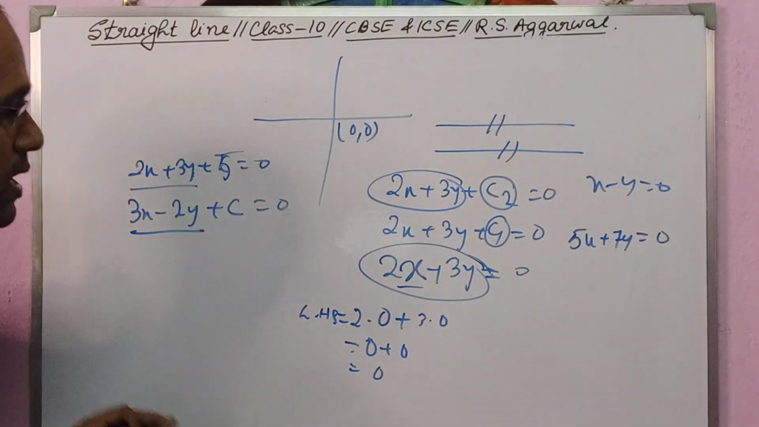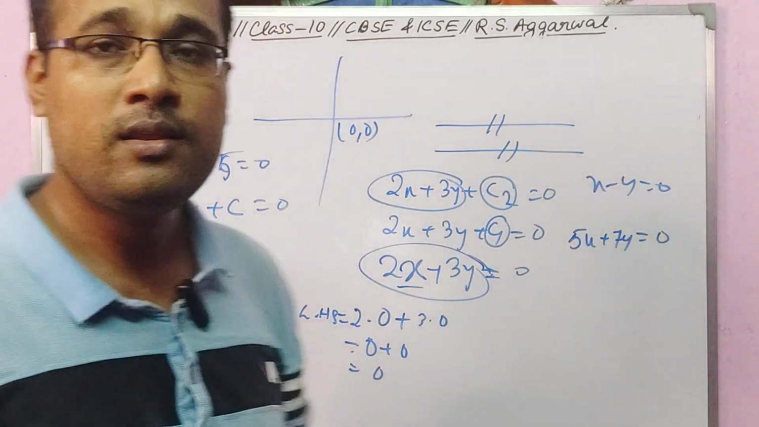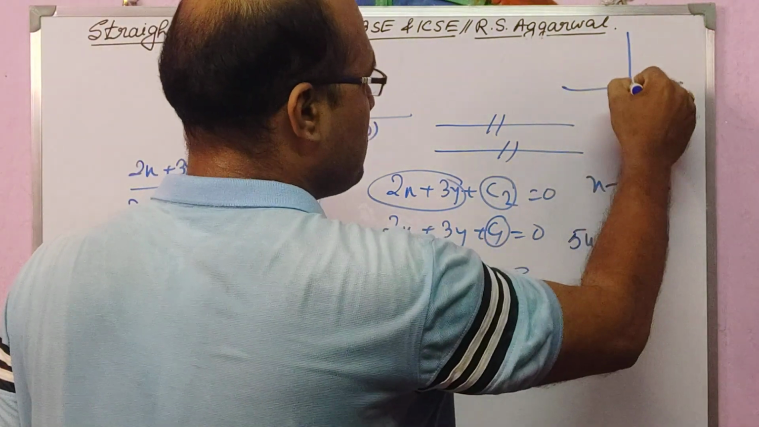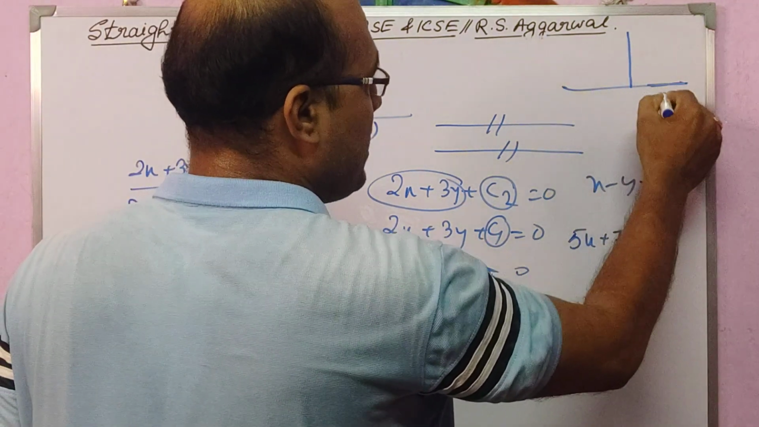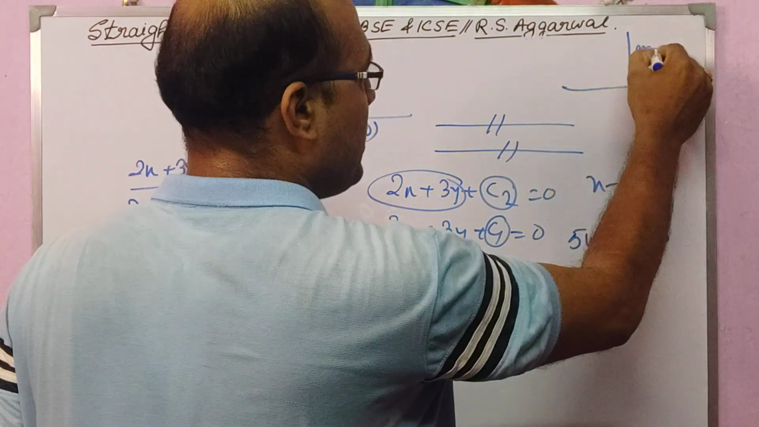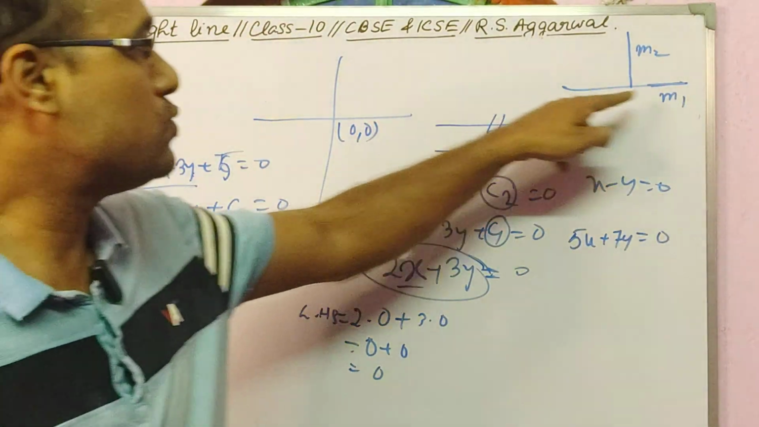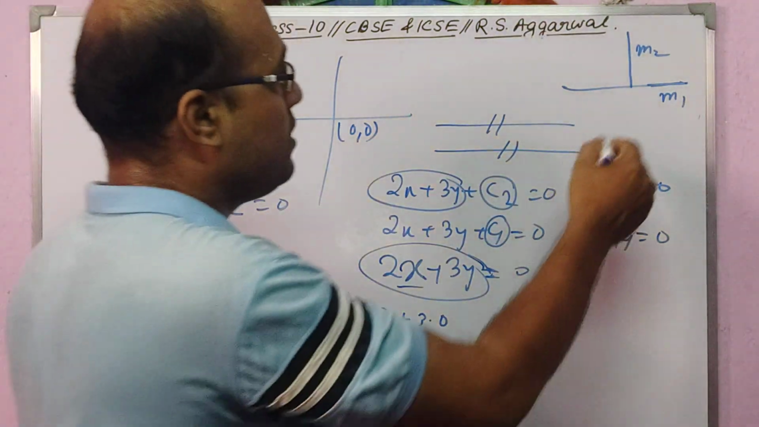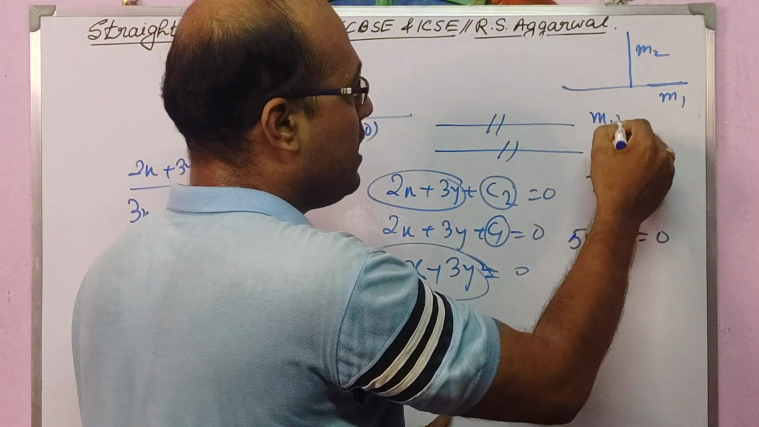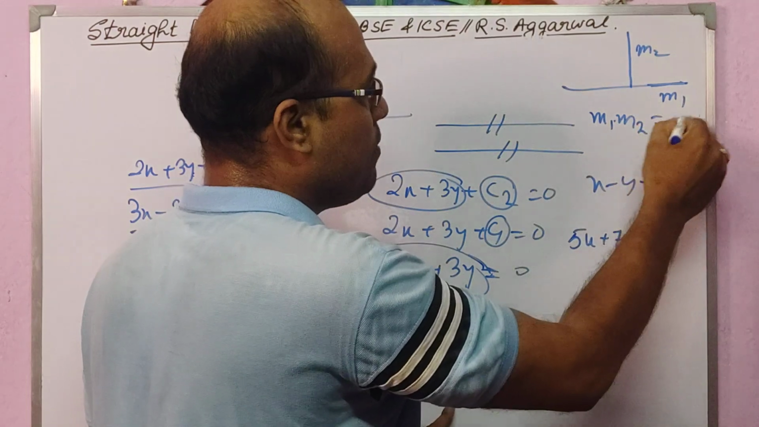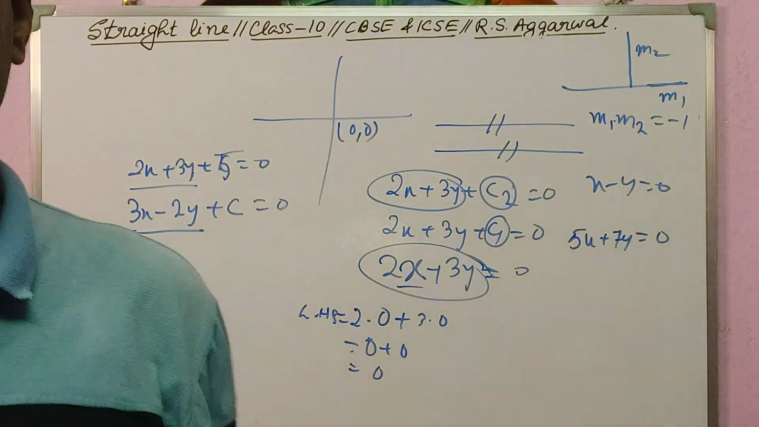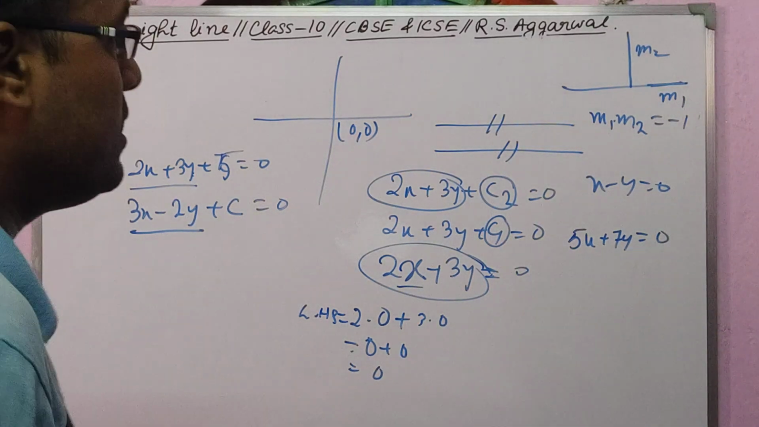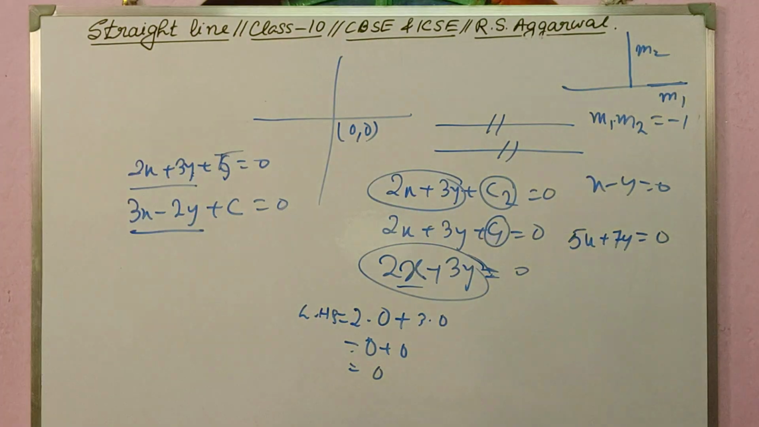Take two straight lines, like one this and another this. If one line's slope or gradient is m1 and the other line's slope or gradient is m2, then these lines will be perpendicular when m1 into m2 is minus 1. When the value of m1 into m2 is always minus 1, we say these lines are perpendicular.